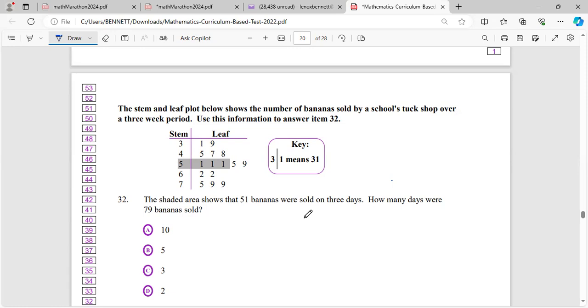You can start the answer. What's the answer? I got two. How do you know? Because there are two nines in the leaf. Because there are 3 ones, it means that 51 bananas were sold for 3 days. So if there are 2 nines, it would mean that 79 bananas would be sold on 2 days.